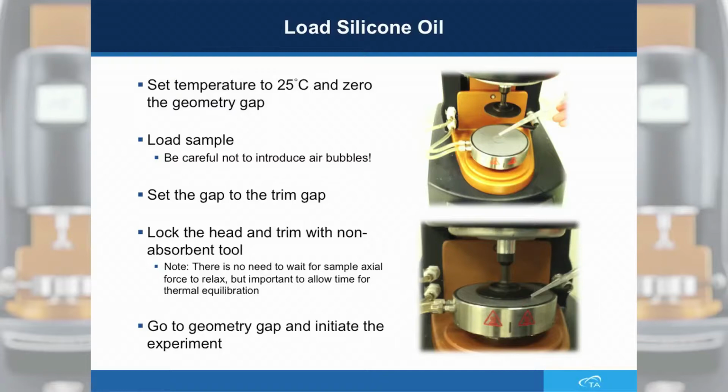More oil may have to be added from the geometry edge as shown in the lower picture, and it may also help to slowly rotate the geometry while adding. When the gap is completely filled, lock the head and trim the sample using a non-absorbent tool. Then go to the geometry gap and start the experiment.